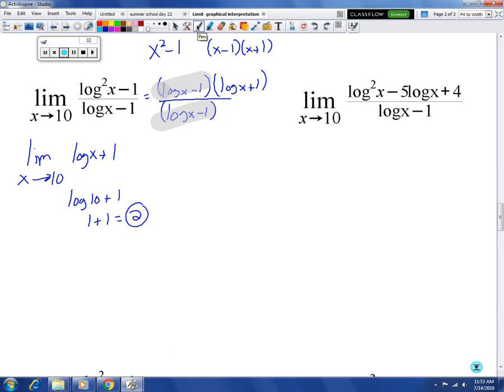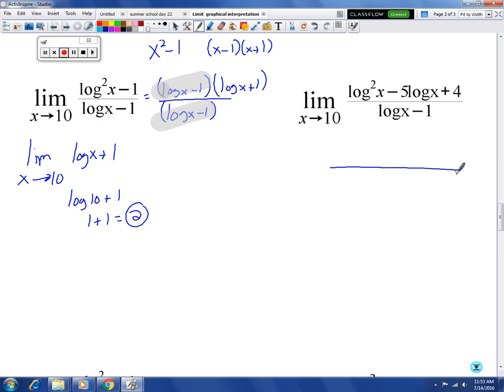Some students would stop at this, but okay, log 10. Log of 10 is 1. 1 minus 1 is 0. Log of 10 squared is 1. 5 times log of 10 is minus 5. And then plus 4. We're going to get 0 over 0. So this is really all about factoring, and even with unfamiliar functions, we don't practice factoring a lot. We probably need to practice more of that.